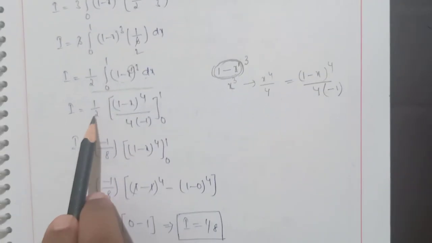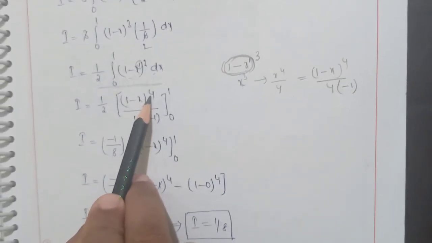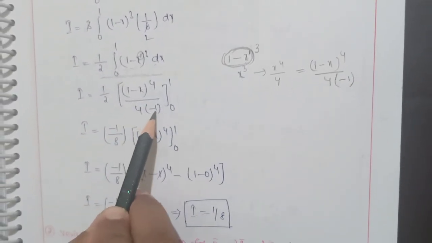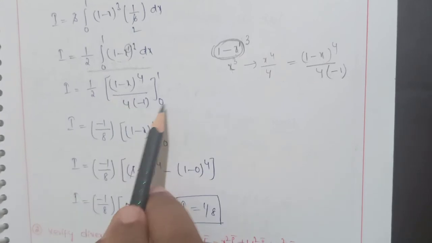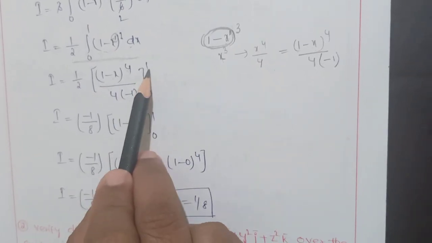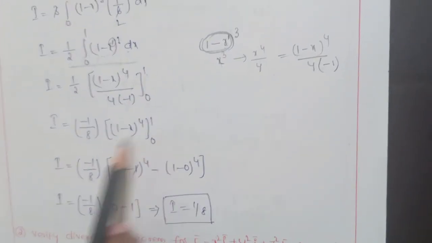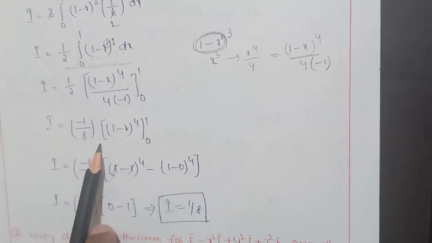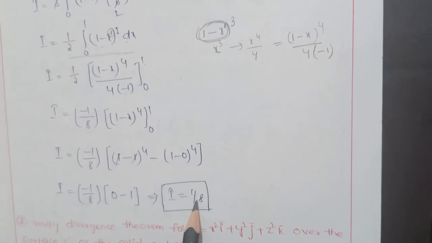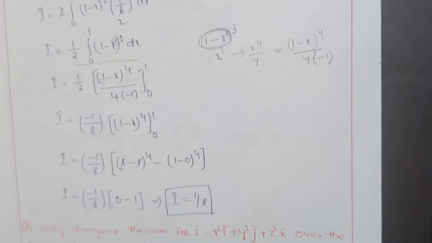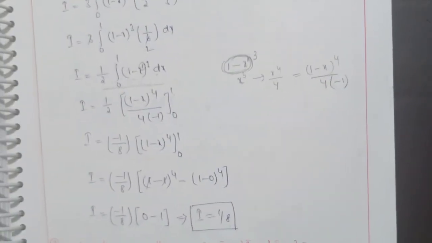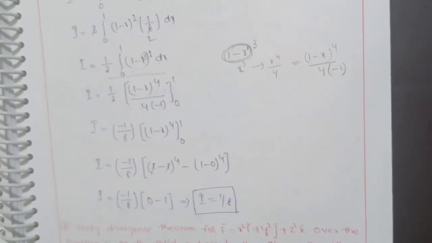So I have written 1 by 2, (1 minus x) whole power 4 divided by 4 into the derivative of the inner function, and then you are having the limits as 0 to 1. Apply the upper limit minus lower limit. On simplification we get I is equal to 1 by 3. This question is applied only to evaluate when the line equation is given here.